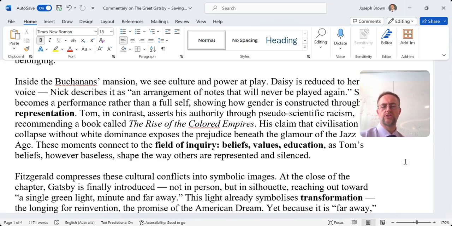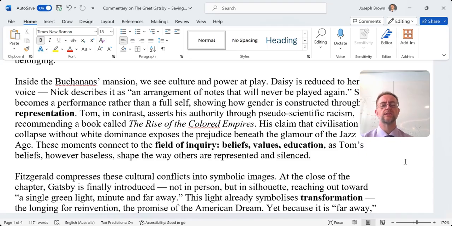Tom, in contrast, asserts his authority through pseudo-scientific racism, recommending a book called The Rise of the Colored Empires. He gets a lot of his power from his name, his inheritance, his race, very clearly at the time. We'll go into that. But also his physical strength, and a lot of it comes down to genealogy and his physical power. His claim that civilization will collapse without white dominance exposes the prejudice beneath the glamour of the jazz age. These moments connect to the field of inquiry, beliefs, values, and education.